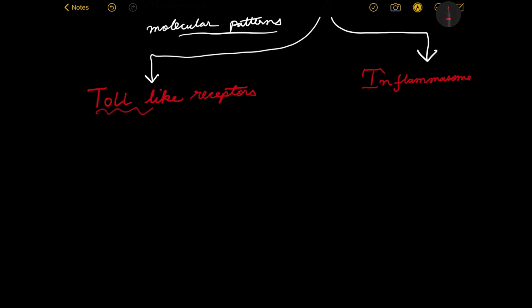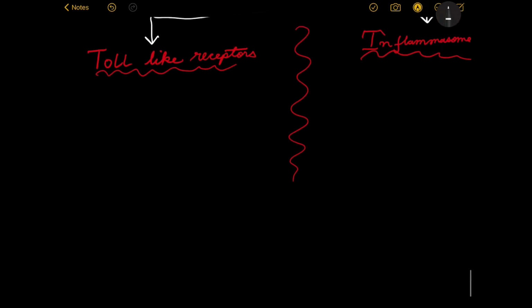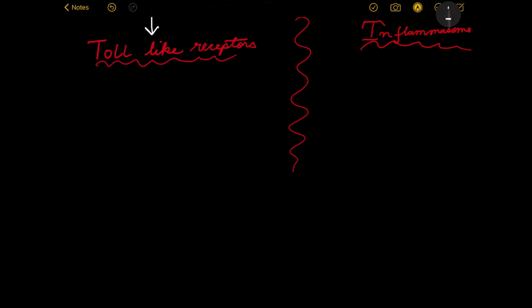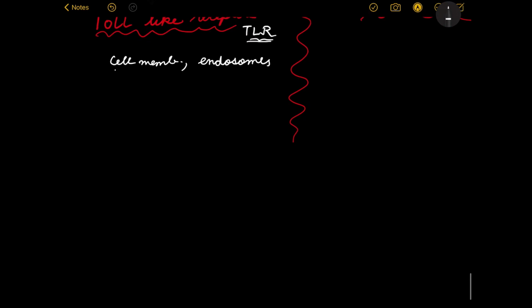Let's talk a little bit about each of them. So what are these Toll-like receptors exactly? Toll-like receptors, like the name says, are receptors. But what the name does not say is that these Toll-like receptors, also abbreviated as TLR, are found on the cell membrane itself, and they are also found on endosomes. The implication is that by the cell membrane component, these Toll-like receptors can detect extracellular stimuli, and by endosomes they can detect intracellular stimuli.